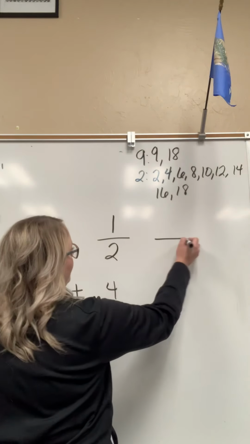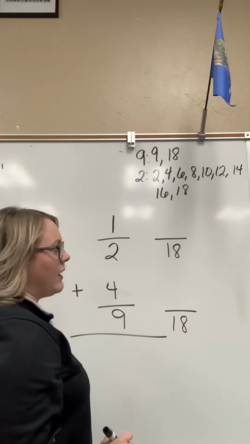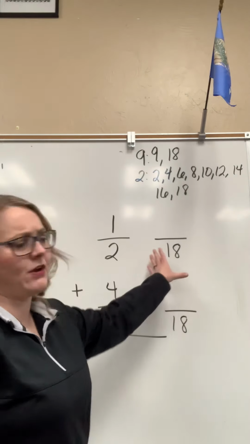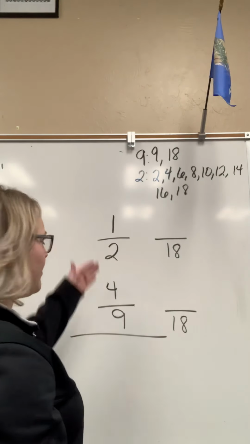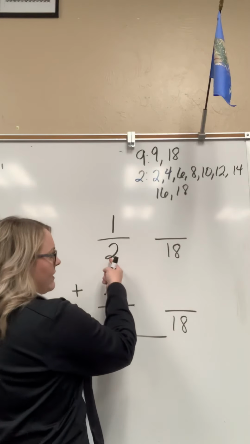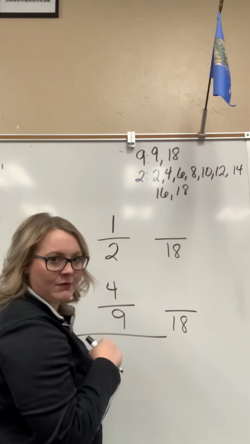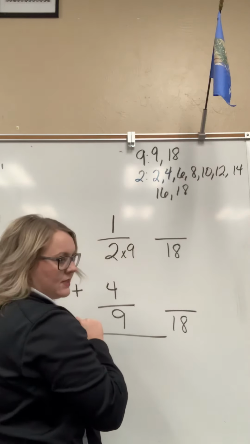Okay, so I put an 18 out here next to each denominator. Now I cannot change my denominator to something else unless I change the numerator as well. The numerator cannot just stay the same. Okay, so I have to ask myself, how can I get from 2 to 18 by multiplying? 2 times 9 is 18.